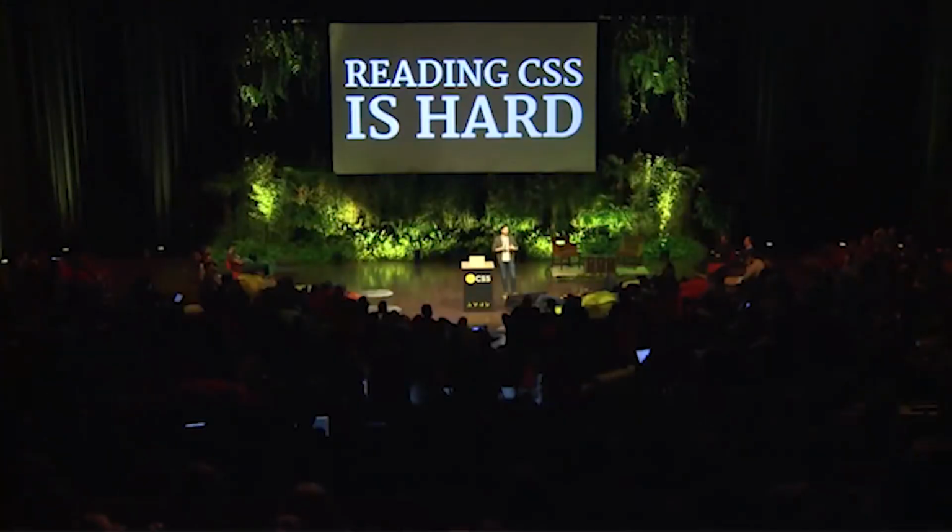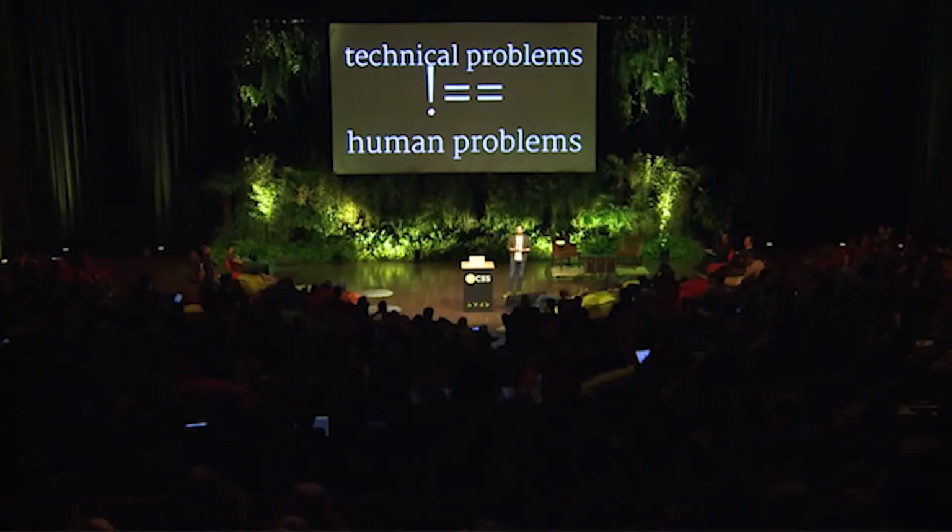Even though we have tools to help us with this stuff, when you're reading the actual code, it's hard to understand what's going on. And I think as programmers, we often focus on technical problems because that's what we do for a living. We write code, we solve code problems. But there are also human problems involved with maintaining CSS.